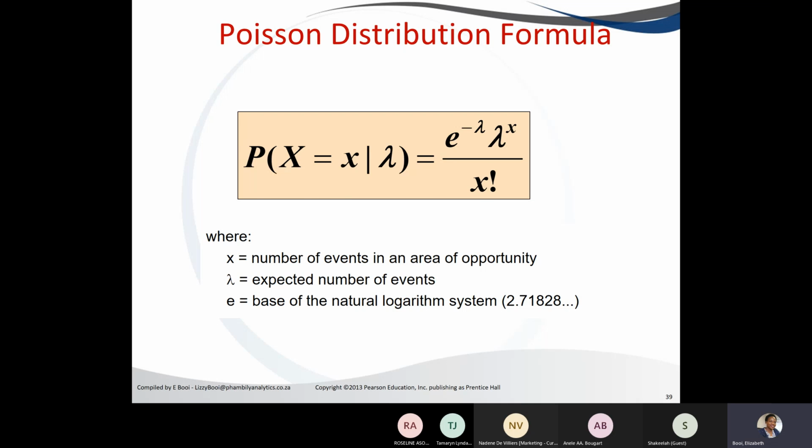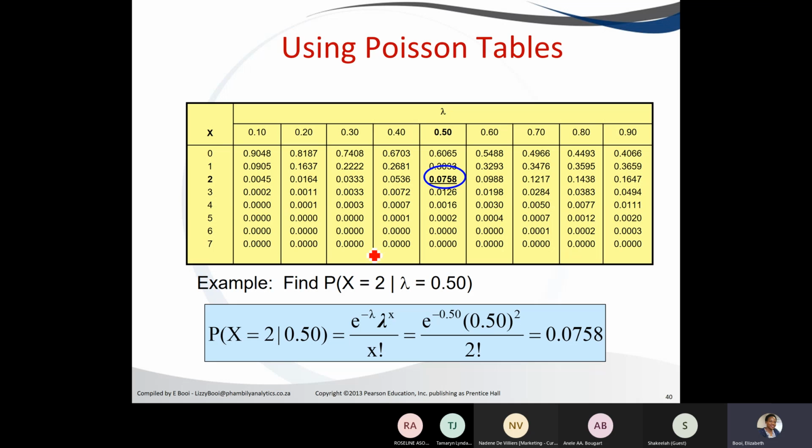We can use the table to answer the question. So if we need to find the probability that x is equal to 2, where the average is 0.5, you can go to the table and say x is 2 and the lambda is 0.5, where they meet. That's the value you are looking for.